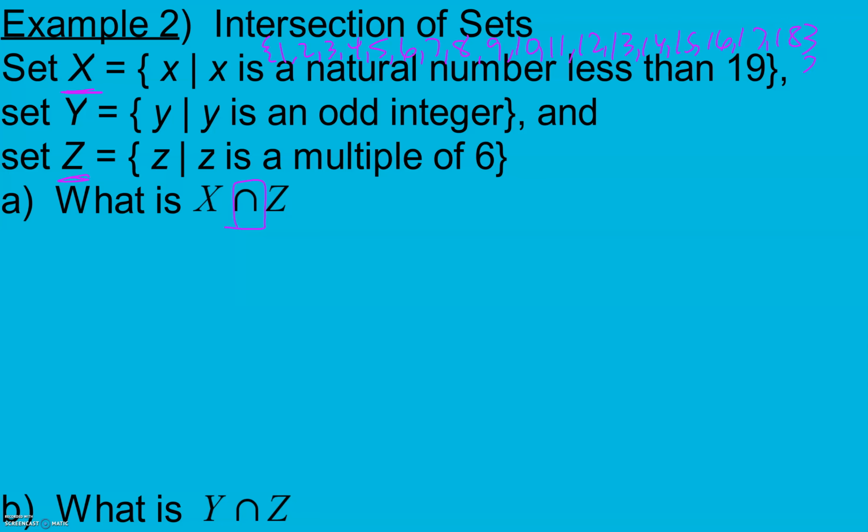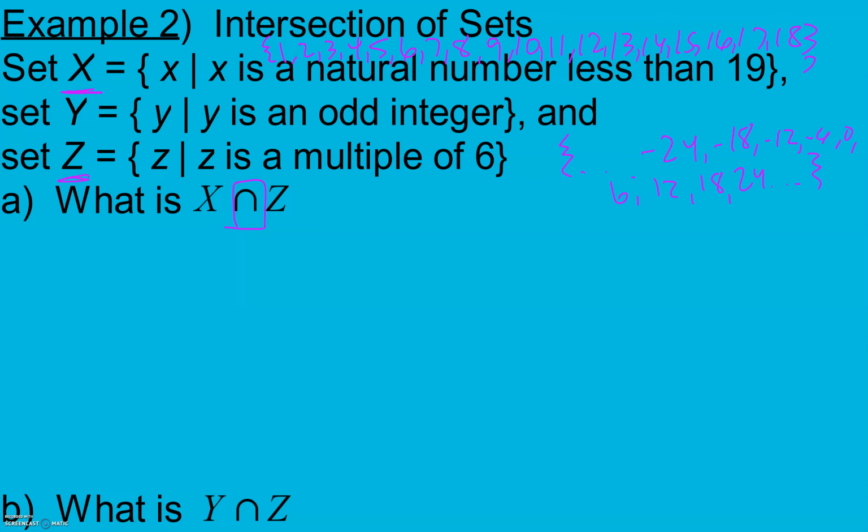For set Z, it's a multiple of 6. I can't list out all my options here, because they go on forever. It's numbers like negative 24, negative 18, negative 12, negative 6, 0, 6, 12, 18, 24. And those dots show that it continues in both directions. So I can't possibly list them all here, but those are some of my options.